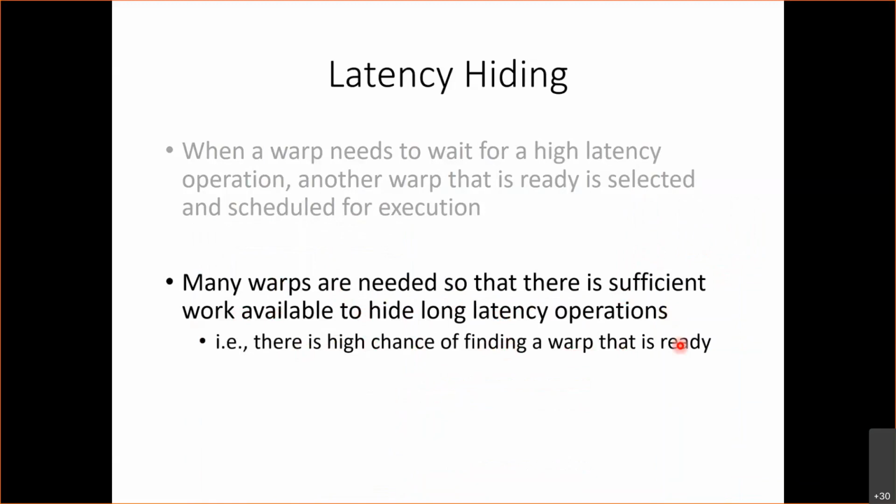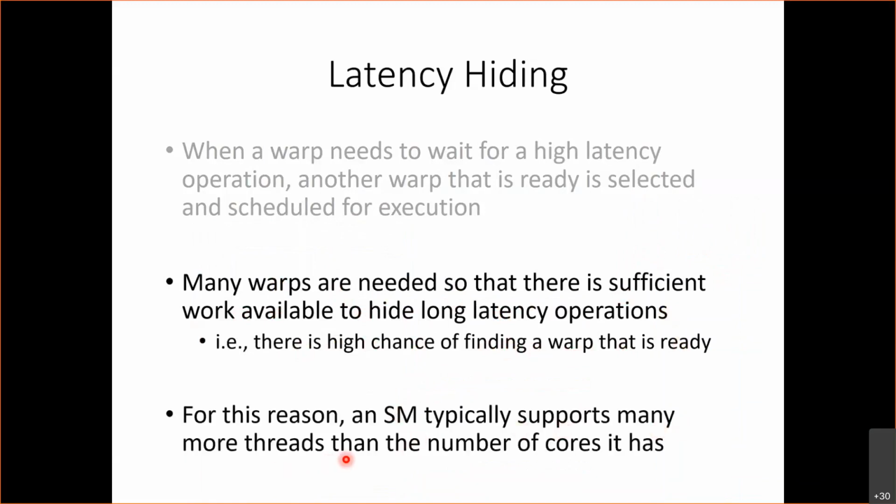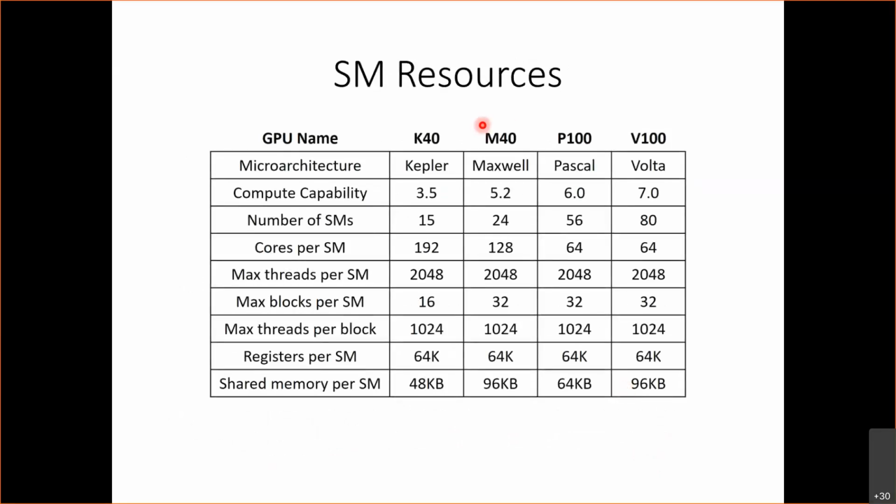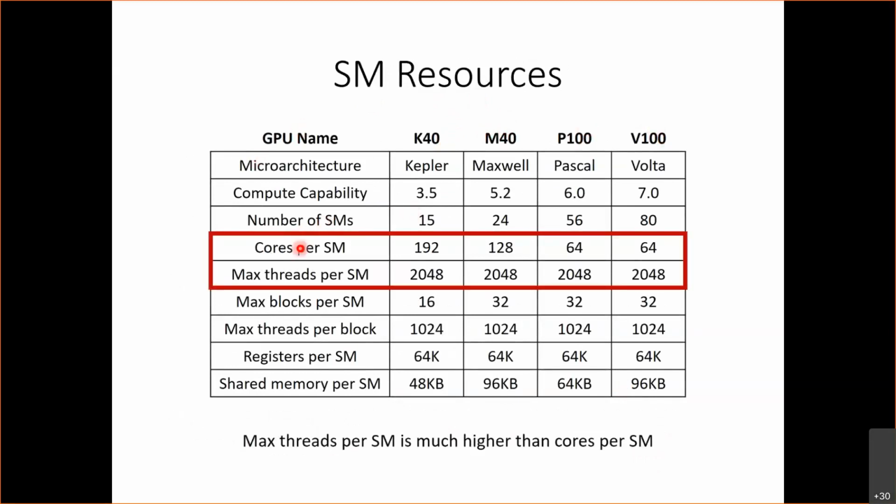And because of this, an SM typically supports many more threads than the number of cores that it has. Okay, so an SM has enough registers and enough memory and enough thread slots to support many more threads than the number of actual cores in the SM. And let's take a look at some numbers here. If we take a look at the resources of one SM, depending on the different microarchitectures, you'll notice that there are different kinds of resources: the number of SMs, number of cores per SM, number of threads per SM, the max number of blocks per SM, max number of threads per block.